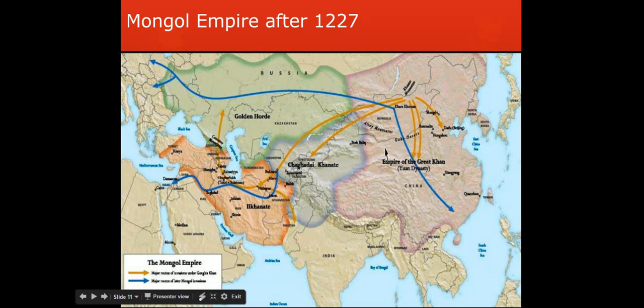I want you to take a look at the various Mongol empires. You've got the Empire of the Great Khan, which will become the Yuan Dynasty, the Chagatai, the Ilkhan, and the Golden Horde.